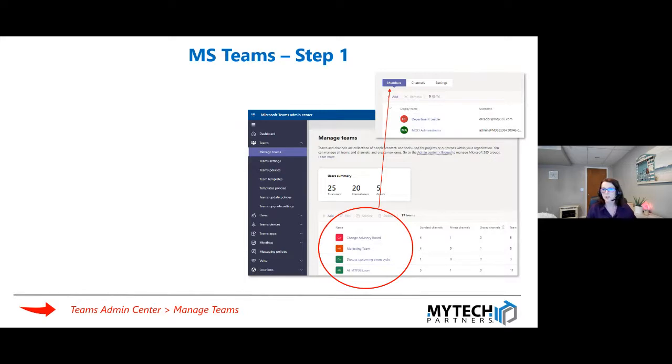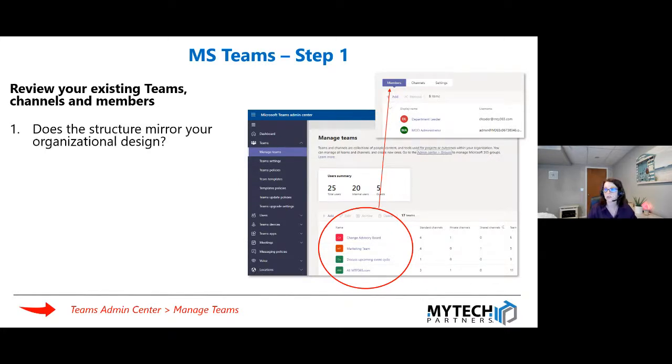If we look in the Teams Admin Center under the Manage Teams option, I can get a list of the different teams that I have. And when I click into those particular teams, I can look at the team members, owners, and the different channels. So the first step here would be to review those teams, channels, and members and ask yourself the following questions. Does the structure mirror your organizational design, as we mentioned earlier? Or are these just teams that were created randomly on the go? Maybe people were just a free-for-all, and there's a bunch of different teams in there that don't really make sense. The second thing is, does the naming convention make sense?